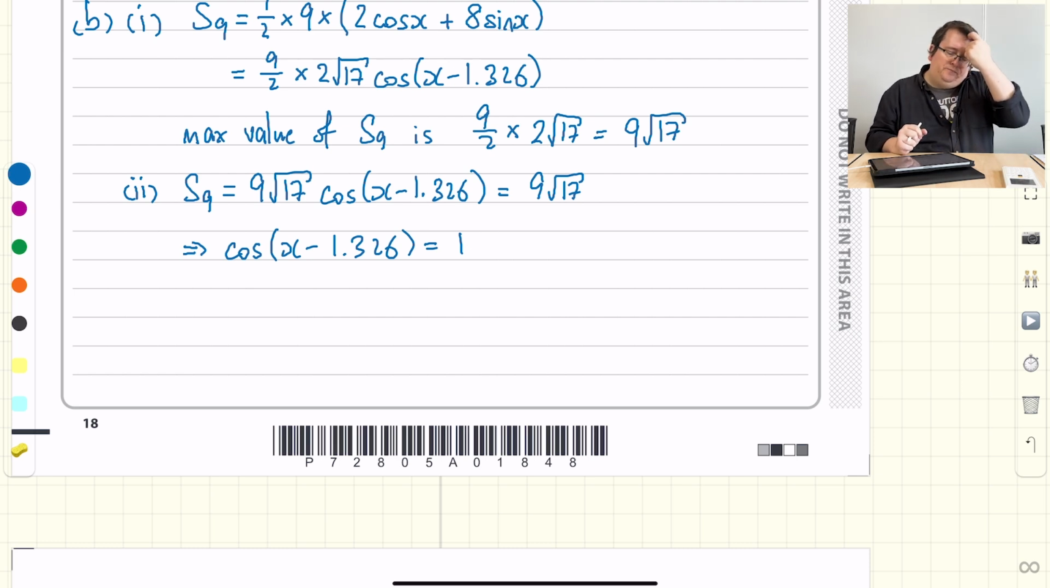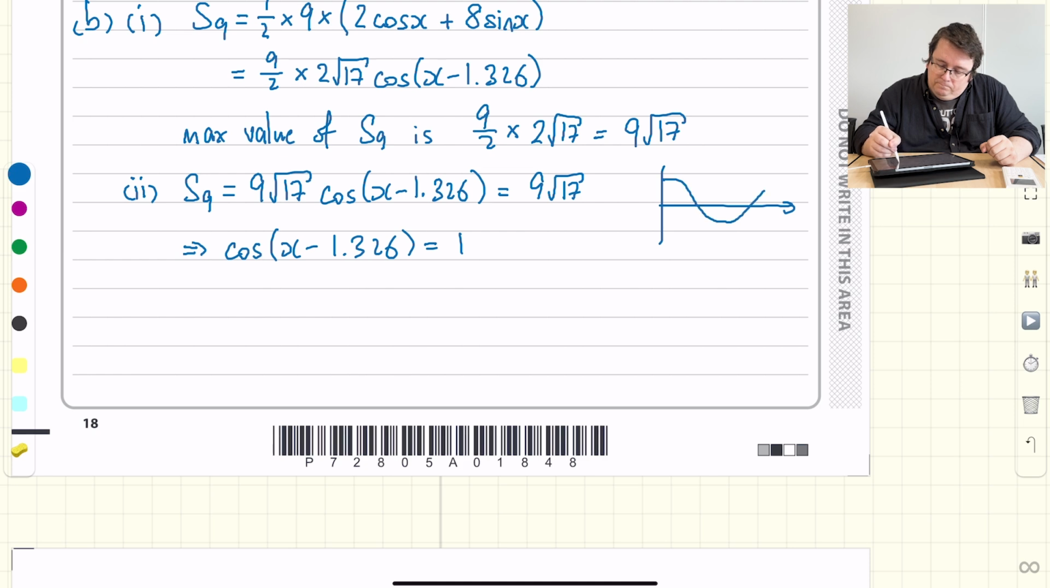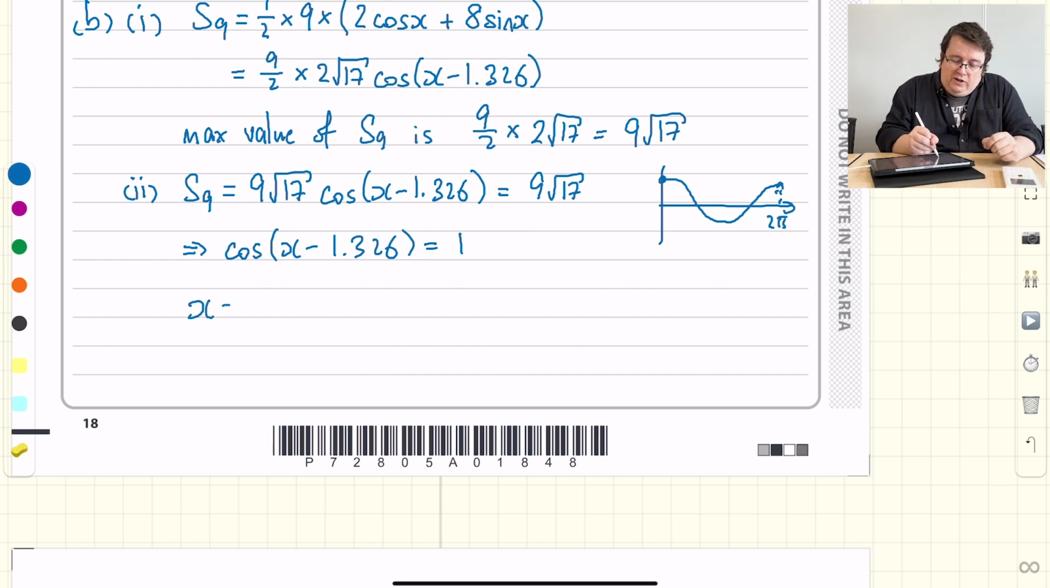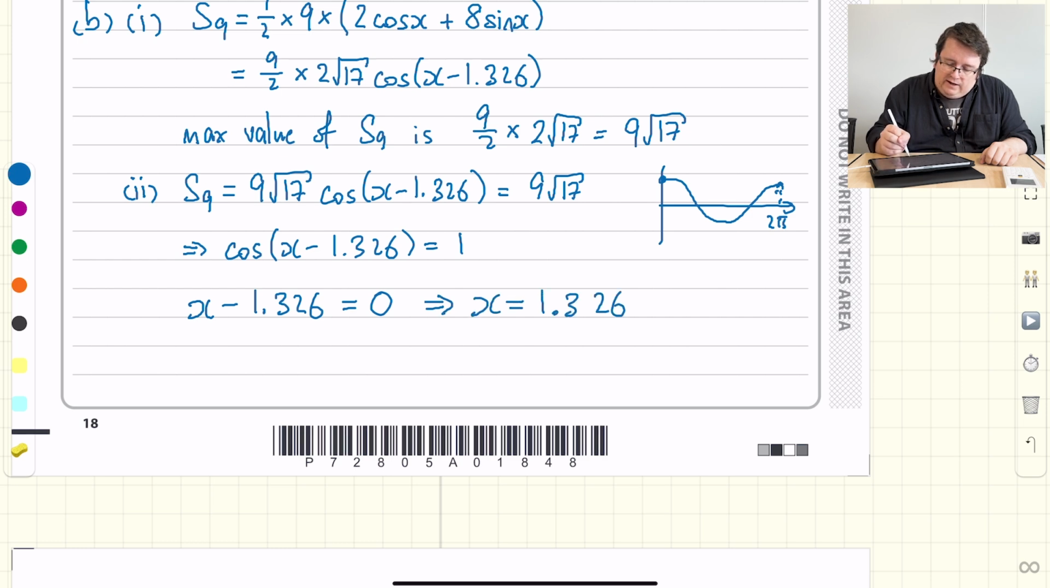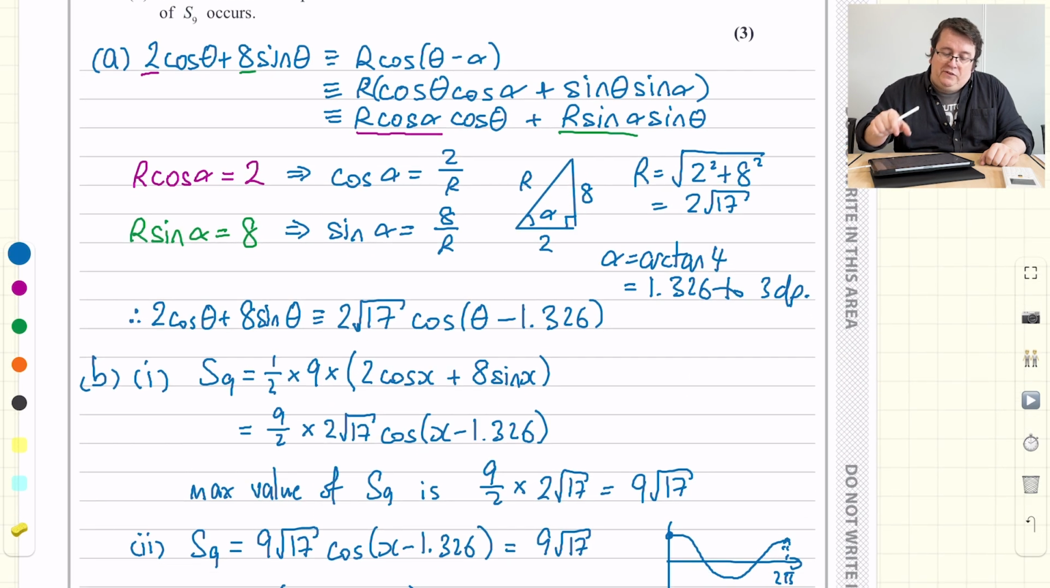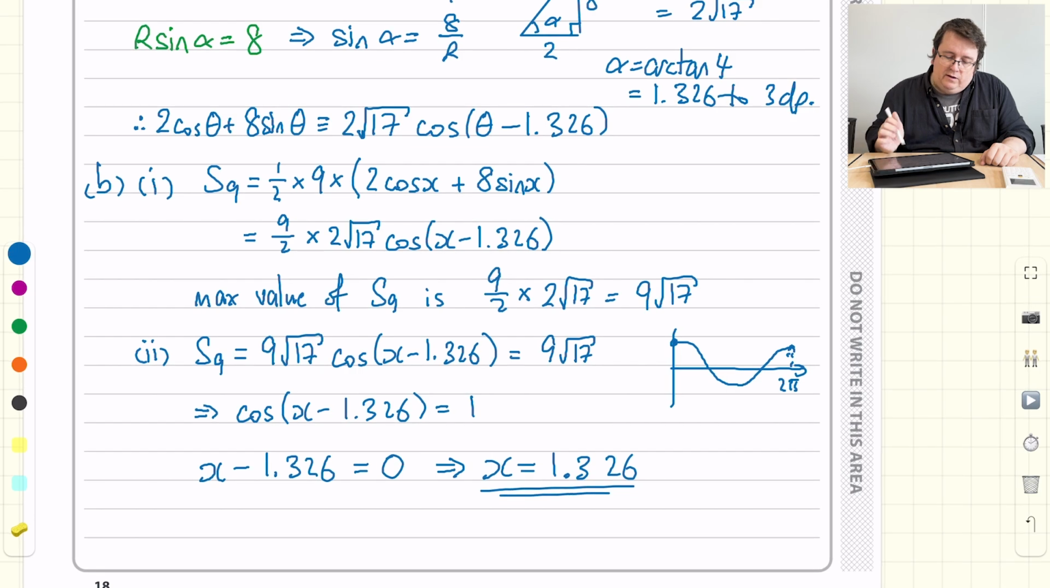Okay, so the cosine curve looks like this. And so it is at its maximum value at 0 and then at 2 pi. Essentially, I'm going to put x take away 1.326 equal to 0, because cosine of 0 is 1. So that means that x is 1.326. And so that is the smallest positive value of x at which the maximum occurs.